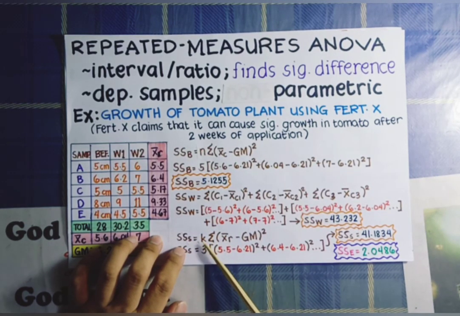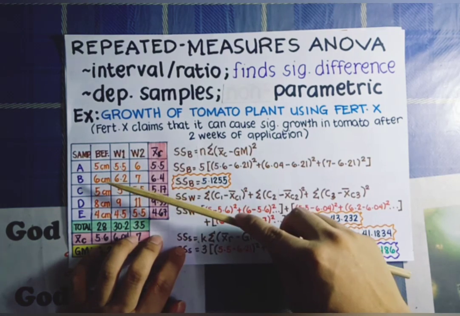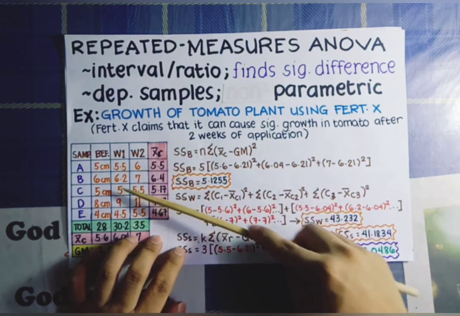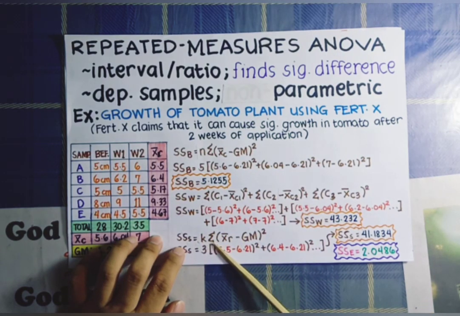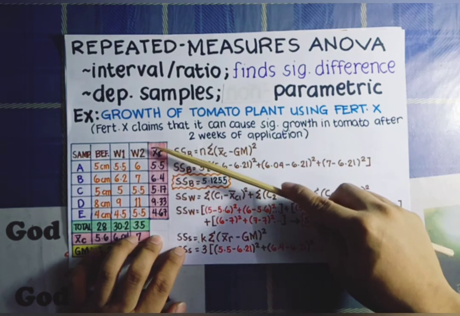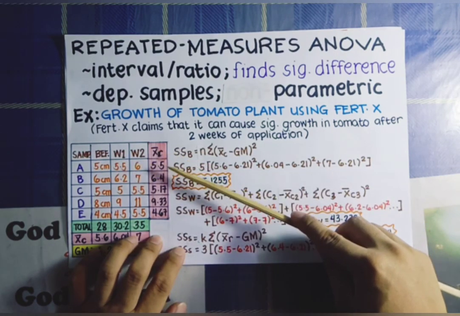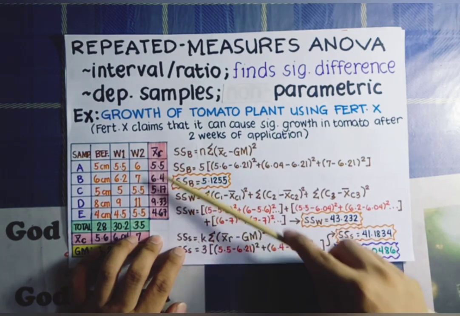Now, for the sum of squares for subjects, or SSS, our formula is SSS is equal to K. K is the number of groups of data in our research. In this case, we have here 1, 2, 3. 3 groups of data. So, our K here is 3. Multiplied to the summation of the squared differences of the individual mean for each row. Okay, so those are 5.5, 6.4, and so on and so forth.